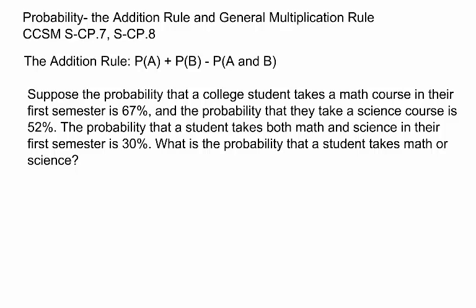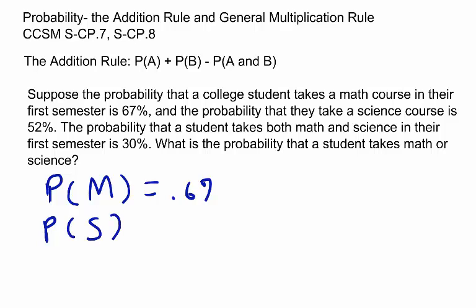To solve this, let's take a look at what's given in the problem. The probability that a first semester college student takes math is 67%. And here, I'll write 67% in decimal form, 0.67. The probability that a student takes science in the first semester is 52%, or 0.52.